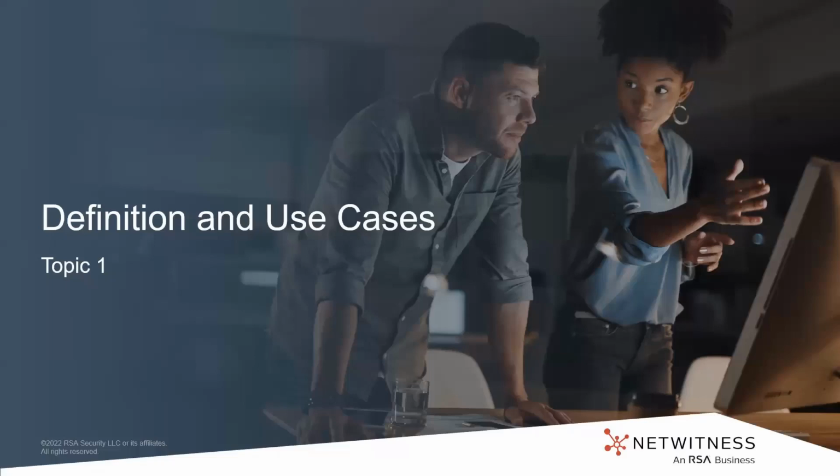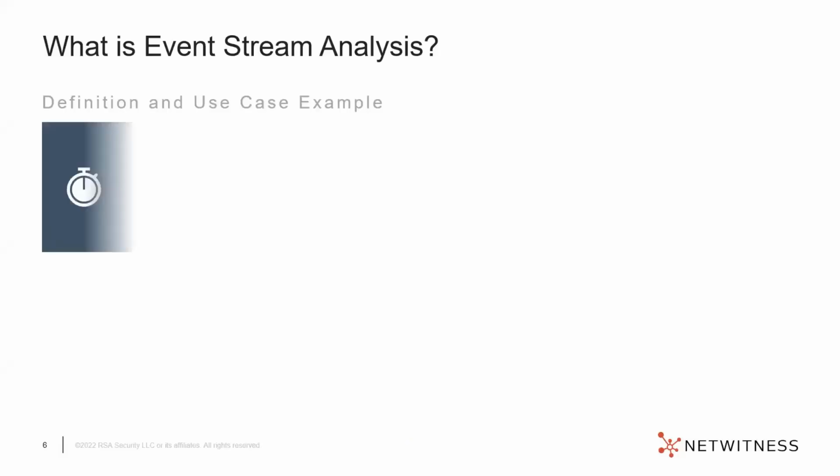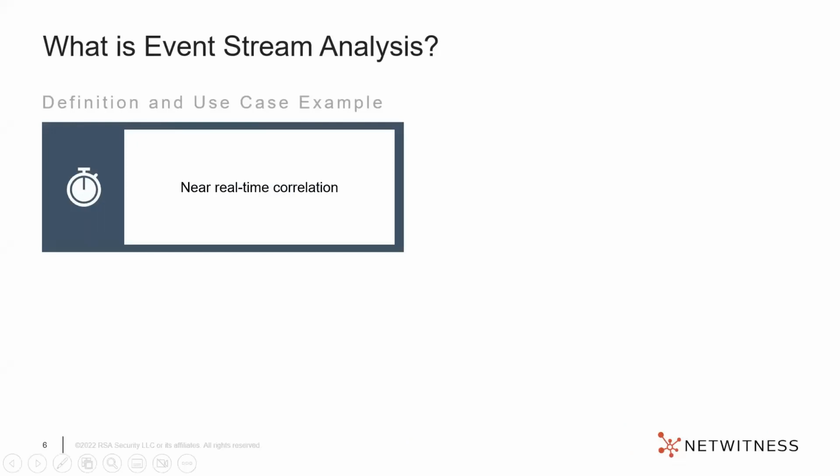So first, definition and use cases. As a general concept, event stream analysis, or ESA, is a reactive programming technique that processes data from a data streaming source as the data comes. By processing, I mean filtering, analysis, aggregation, and pattern recognition. The NetWitness platform leverages ESA to extend its functionality. So as a result, it empowers the NetWitness platform with a near real-time correlation and complex event processing of log and packet meta.